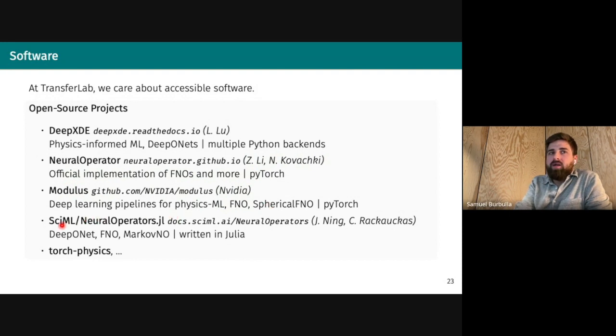And then there's also a library, SciML, which has a package NeuralOperators.jl. So it's written in Julia. These are the developers, in particular, Chris Rackauckas is at MIT, a very, very prominent researcher there. And they implement DeepONets, Fourier neural operators, and extensions as well. And then there are a lot of smaller frameworks like TorchPhysics and similar ones.